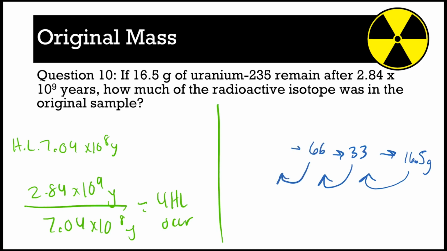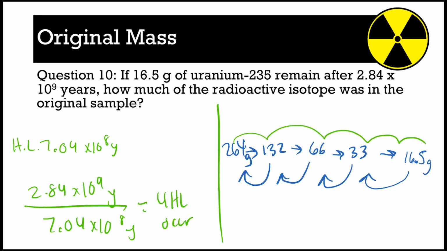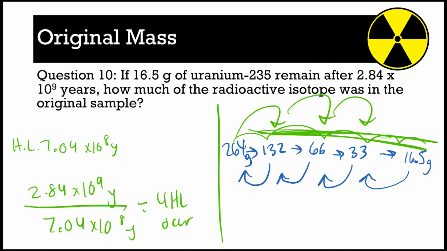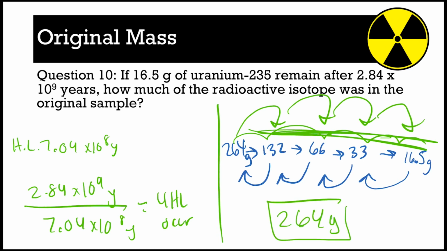Before it was 66, it was 132. And before it was 132, it was 264 grams. So here, we go 1, 2, 3, 4. We have our 4 half-lives. 1, 2, 3, 4. But here we just work backwards. So 264 grams is what we started with.